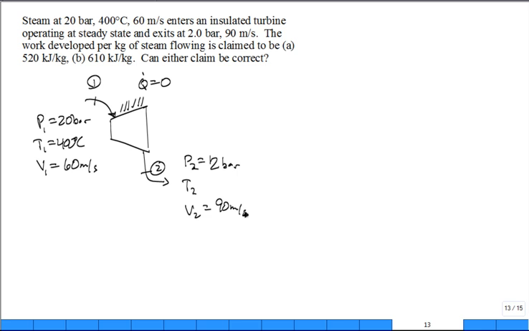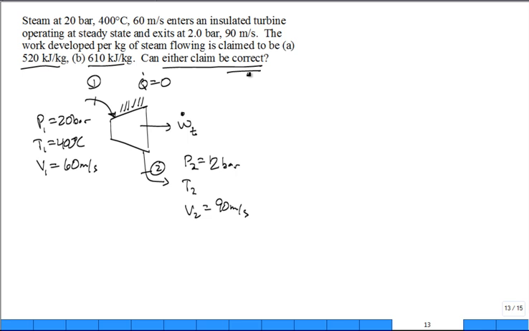Okay, this is W dot out of this turbine. Sometimes I put a T on there, W dot out of the turbine, T. The work developed per kilogram of steam flowing is claimed to be 520 kilojoules per kilogram, or it's claimed to be 610 kilojoules per kilogram. Can either claim be correct? Could they both be correct? Could one be correct and the other has to be incorrect? Or could they both be false, that are impossible?